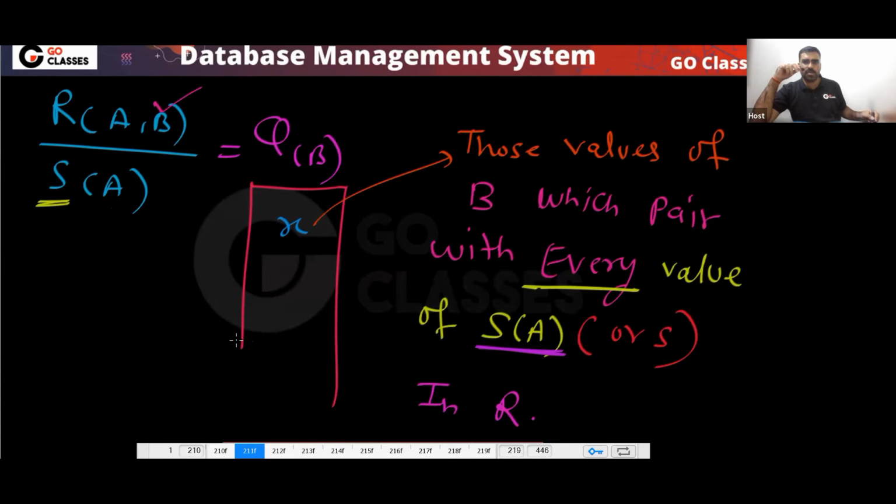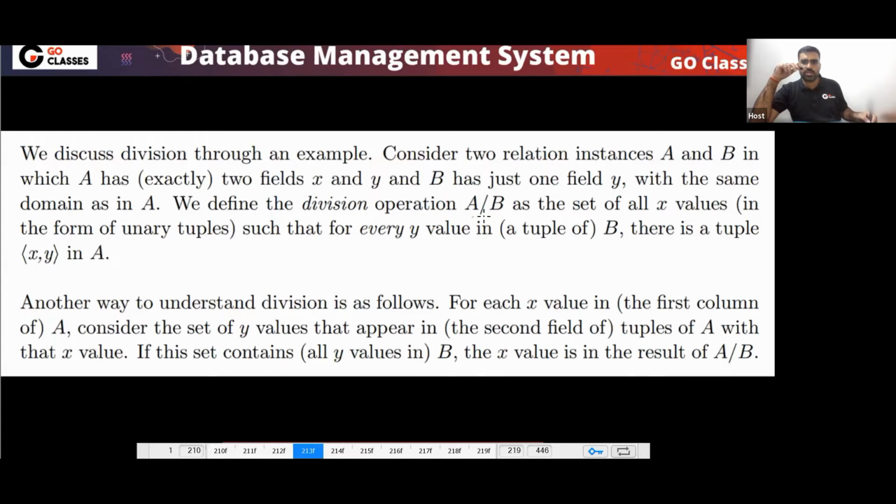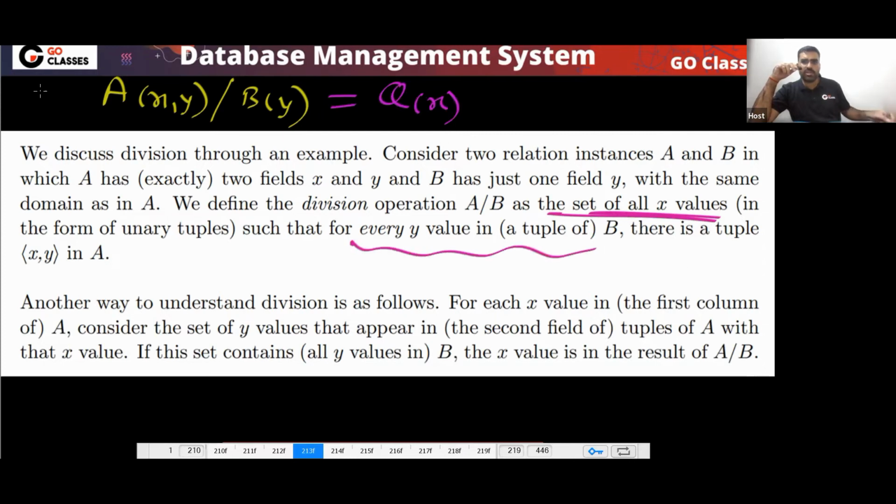Tell me. Okay, so this is the idea, very simple idea. You understood everything now. So you can notice what this A divided by B is. This is the set of all x values. Basically A has x comma y. Here you can notice basically what the question is saying: A has x comma y divided by B has y. Then what you will have? Basically your final result will have x. So you will have all x values such that for every y value there is a tuple.